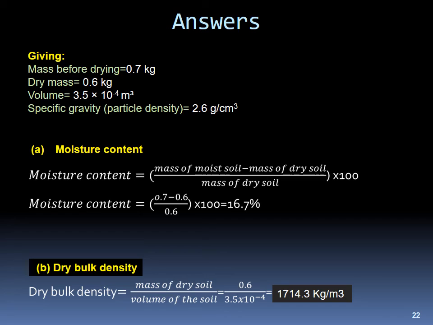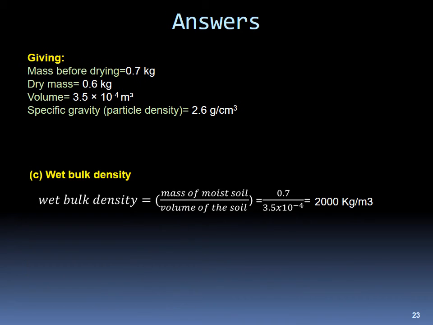Keep in mind that if you need any unit conversion or anything, just pay attention to that part. In this case, you don't have to convert the unit, and the value of bulk density will be reported in kilogram per meter cube. So that's fine. You can report it as gram per centimeter cube or kilogram per meter cube.